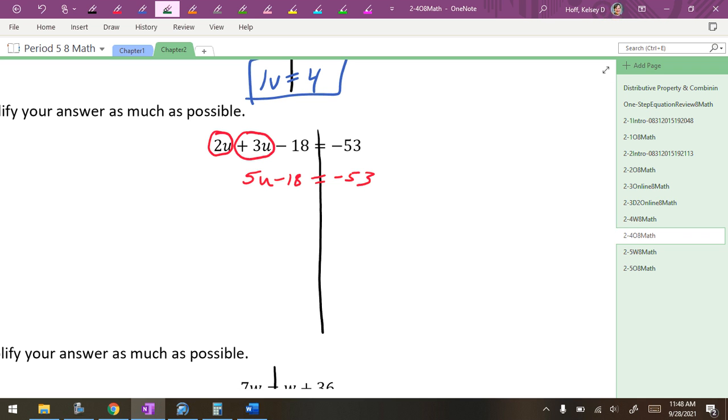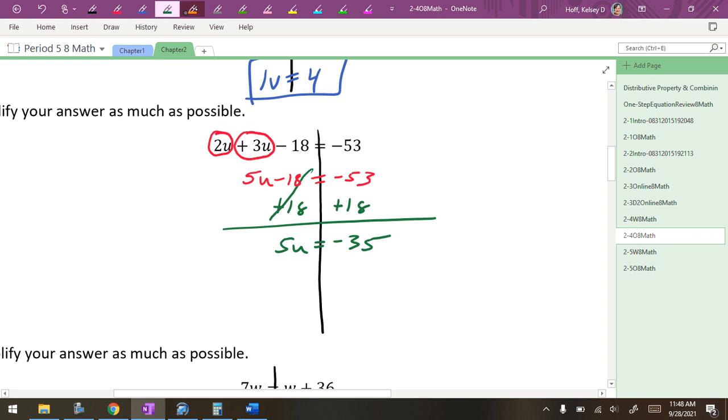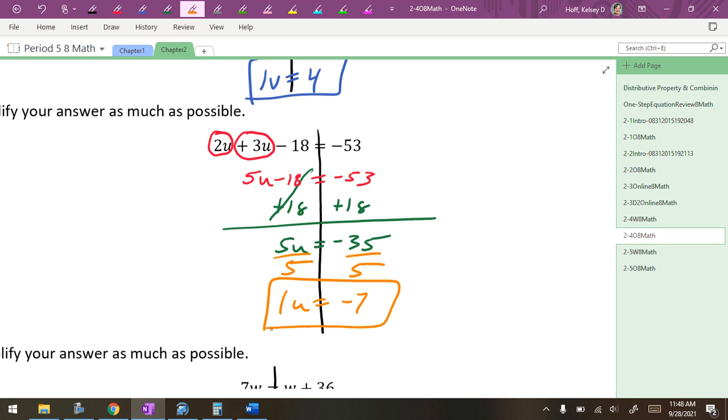Kaya? Add 18 to both sides. 5U equals -35. Who's got my last step? Tori. Divide by 5. U equals -7. Good job with your negatives. If I could say a common error today, when they're on the same side, just circle them exactly how they are, we just combine them together. If you need to move it to the other side, then we do the opposite.